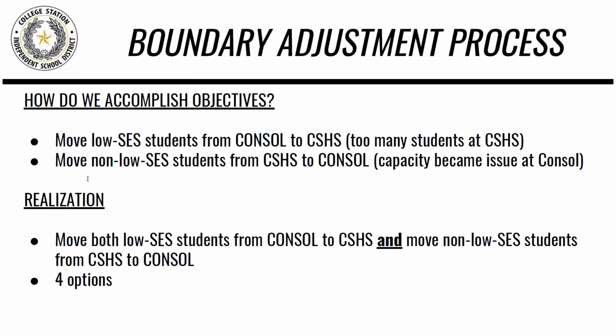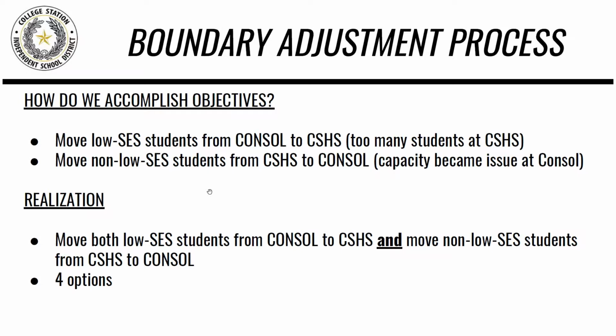Then we considered moving non-low SES students from CSHS to CONSOL. If we looked at those numbers and applied this particular idea, it took us moving so many non-low SES students from College Station High School's zone that to have any impact on the comparability number, we were in fact beginning to create capacity issues at CONSOL. Okay, is everyone with me so far?